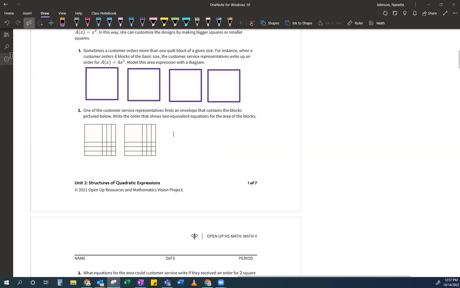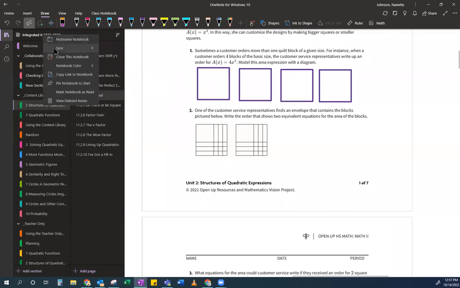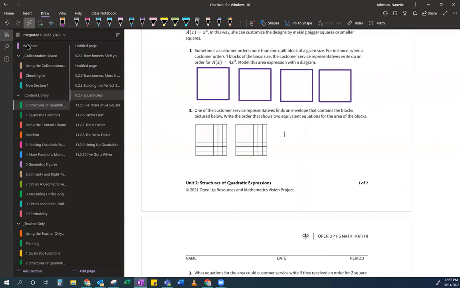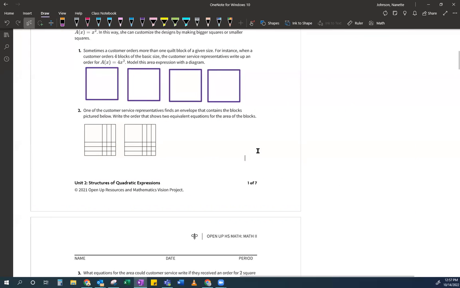Oh, this is taking forever to load. I don't think my iPad is working very well here, guys. It's not working very well.